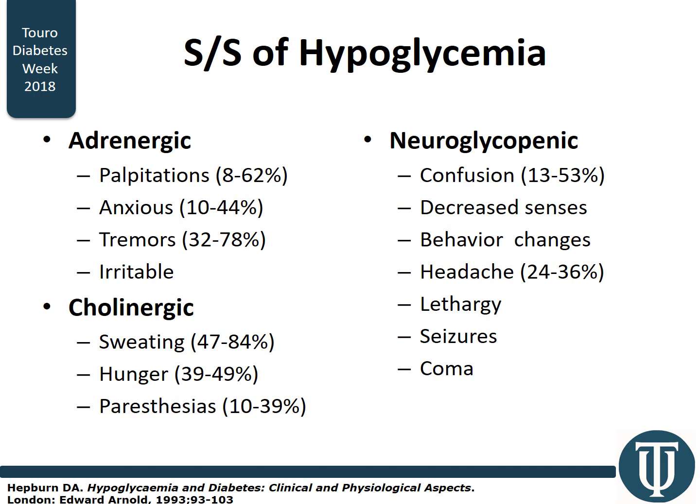Again, this is from the epinephrine response. And so you can see that many people can experience palpitations, anxiousness, tremors, or irritability. You can get a cholinergic response related to sweating, hunger, or paresthesias. And then if you drop low enough, you start to get your neuroglycopenic symptoms. And so these really should be seen as much more severe symptoms because your glucose is lower. If they have confusion or a decrease in their senses, like decreased hearing, lethargy, or even the more serious symptoms of seizures or comas.